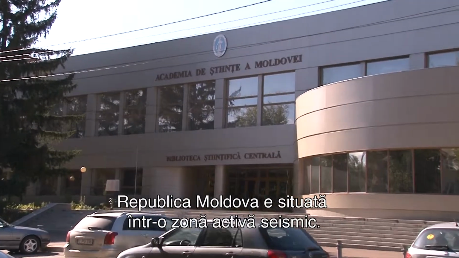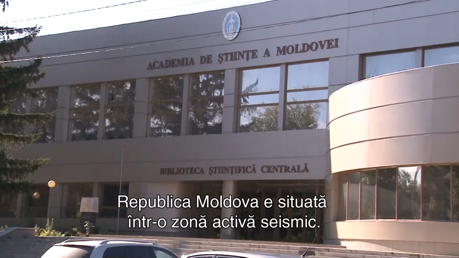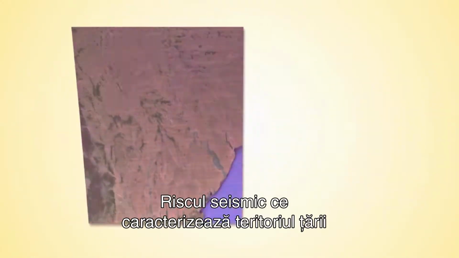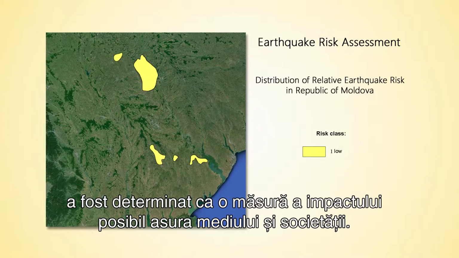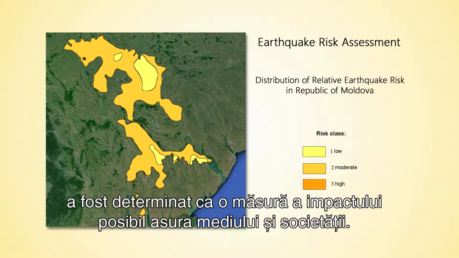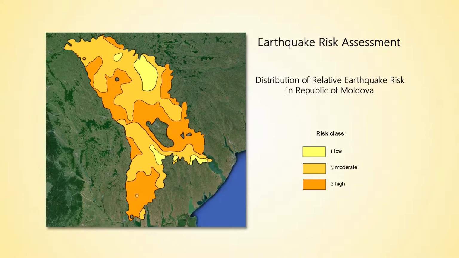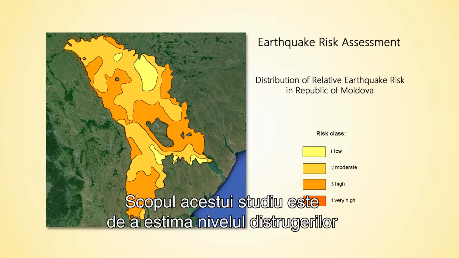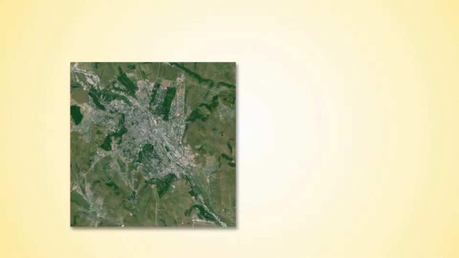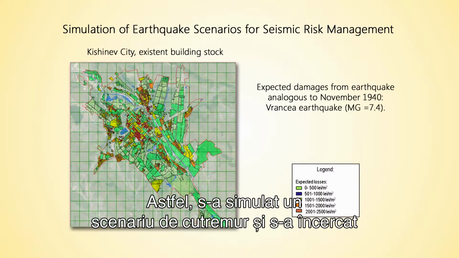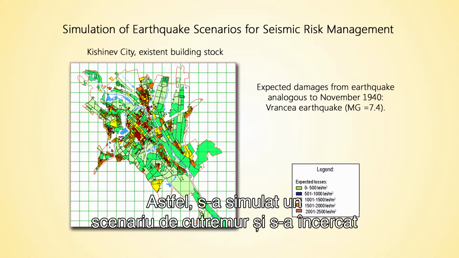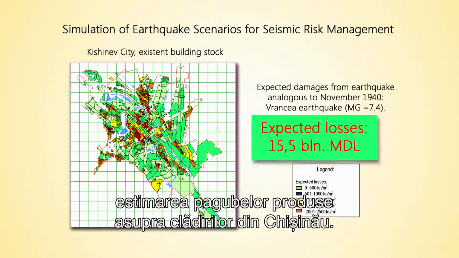The Republic of Moldova is located in an active seismic zone. The relative earthquake risk for the area was determined as a measure of the potential impact on the physical environment and exposed community. The aim of this study was to estimate the magnitude of damage and casualties expected in Chisinau city. To accomplish this, a simulation of earthquakes and damage to Chisinau city buildings was performed.